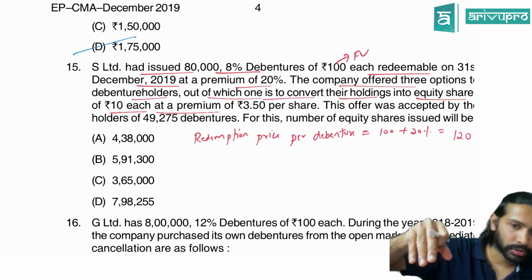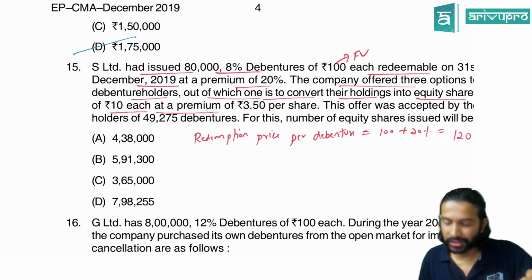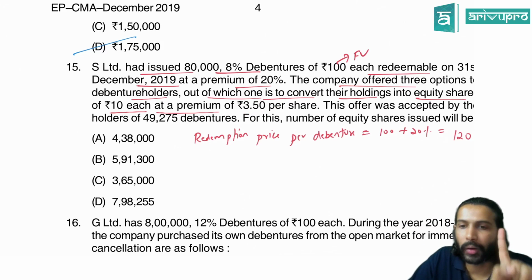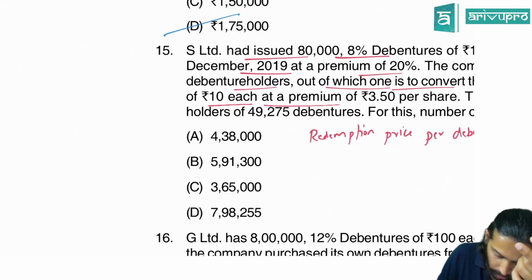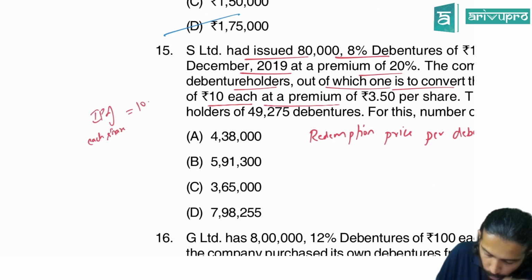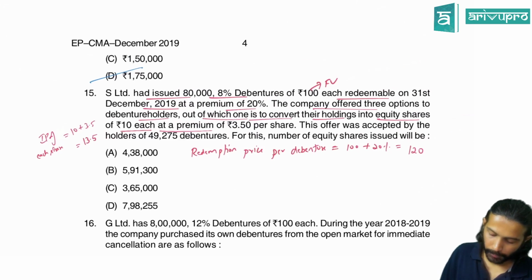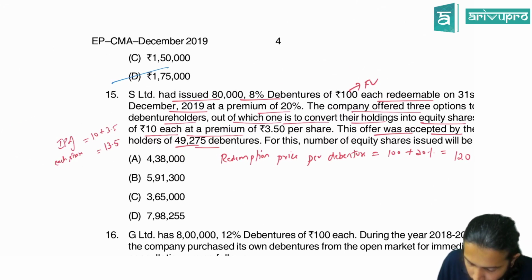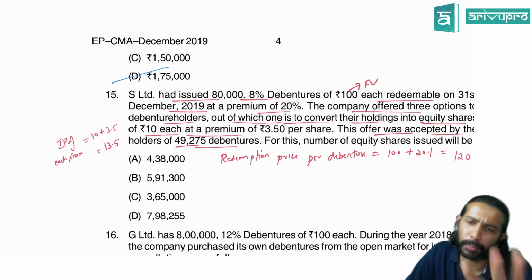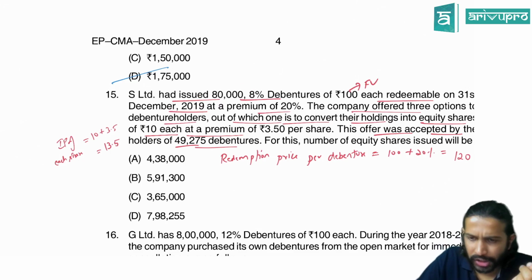Instead of paying debenture holders cash, the company is giving equity shares to them. The face value is 10, but it's given at a premium of 3.5. That means the issue price of each equity share is 10 rupees plus 3.5, which is 13.5 rupees, the value of one share for the purpose of conversion. That's what they are saying. This offer was accepted by debenture holders holding 49,275 debentures. Actually, there are 80,000 debentures in total. Not everybody accepted conversion, only a few of them did. On how many debentures was the conversion option accepted?